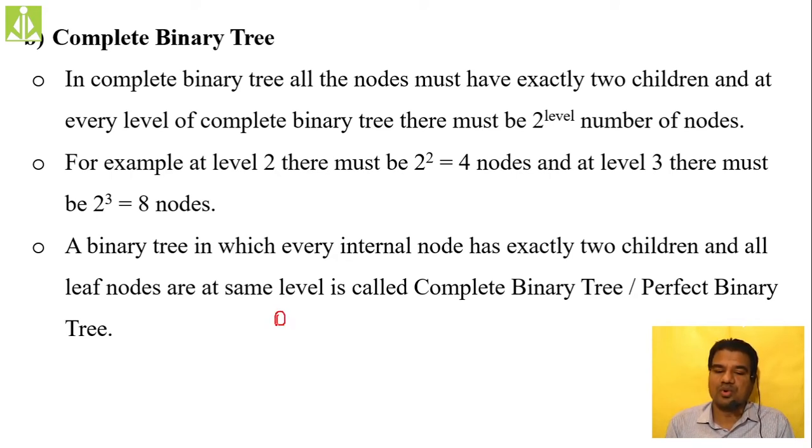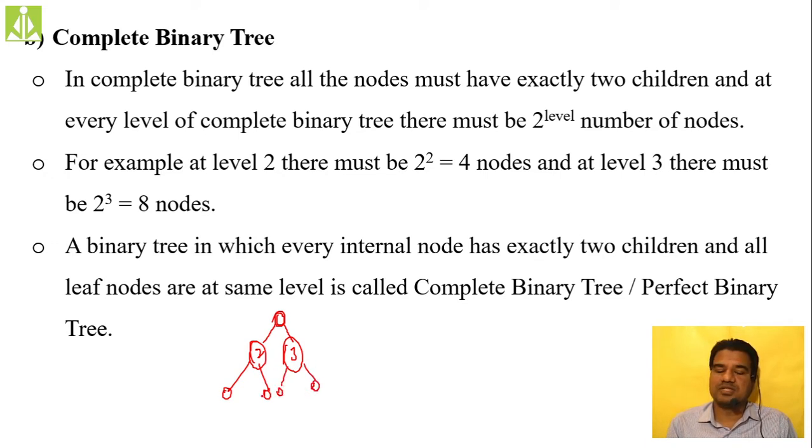So root node only. After this we go to level 1, isn't it? At level 1, how many nodes? Exactly 2 nodes we need to have. Let us assume 2, 3. Then at level 2, 2 power 2, that is 4 nodes. So here 1, here 1, and here 1, here 1.